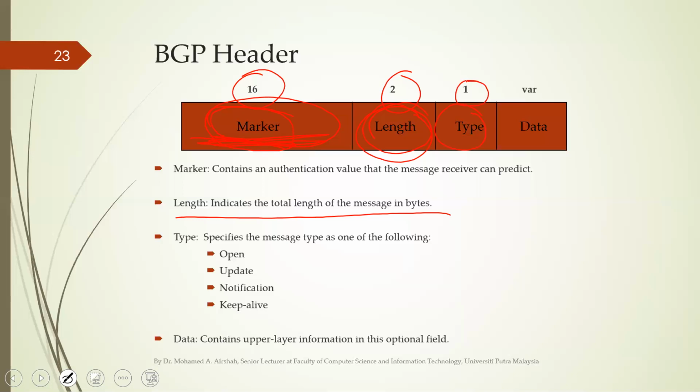The type is to specify the message type, which has to be one of 4 types. In general, we have 4 types for the BGP messages. The first type is the open message. The second type is the update message. The third is the notification message. And the fourth and last is the keep alive message.